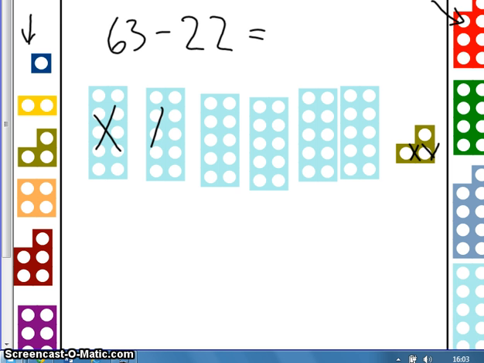I'll go from this side, leaving 1, 2, 3, 4 tens, and 1 unit. 4 tens is 40, and 1 is 41, which is my answer. There's one idea there. A second idea that I can do, if you choose, is to show both of the pictures, both of the numbers.